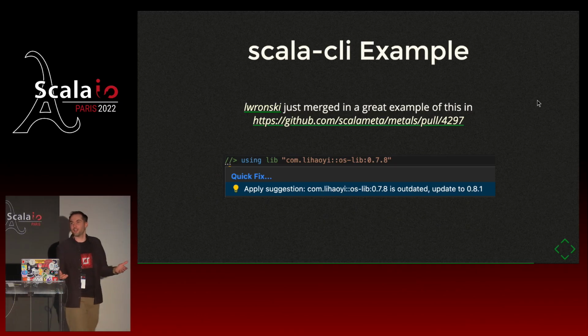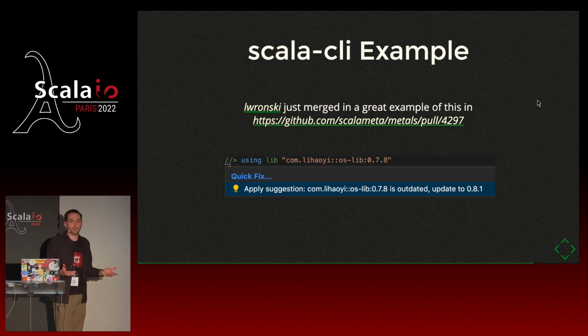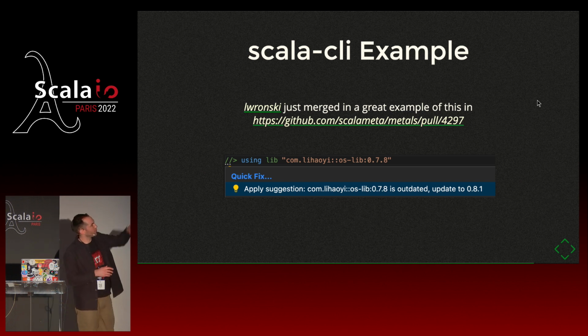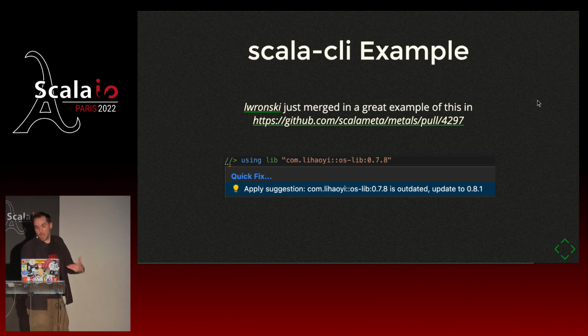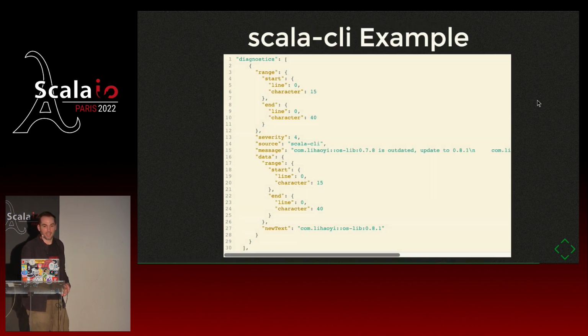But if you're in the editor, you kind of want that same functionality, right? So Lukas from the VirtusLab team just merged a really good example of this, that when you're in your editor and you have a using directive, in the next release of Scala CLI, you'll see this. You'll actually get a quick fix that will just say, hey, this is outdated, do you want to update it? And you'll just click it, and it will automatically update the dependency in your file. That's pretty cool. I wish we had way more things like that.